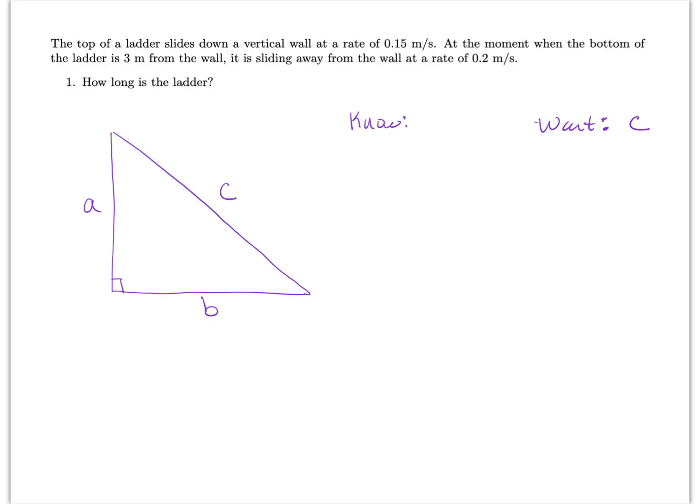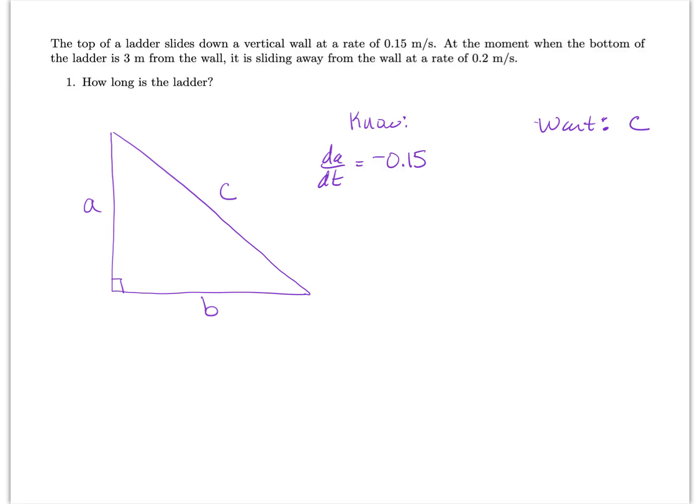What do we know? We know that the top of the ladder slides down at a rate of 0.15 meters per second. So that means this distance A is changing. So we know the rate. And A is actually a decreasing quantity, so it should be negative 0.15. The rate should be negative because the distance A is decreasing, it's getting smaller.